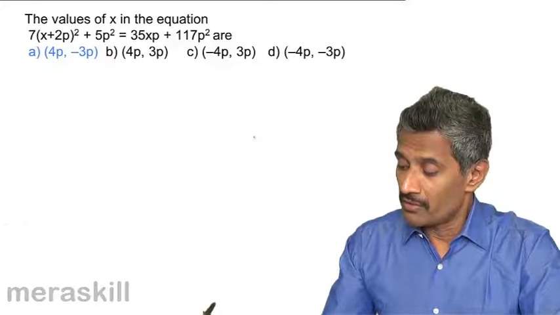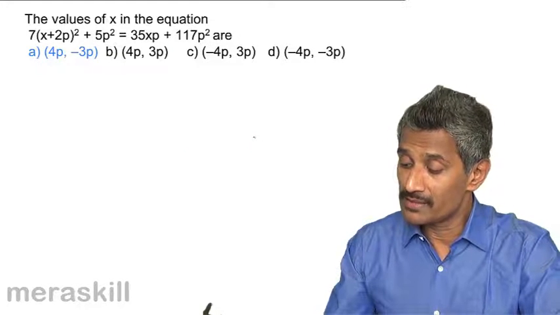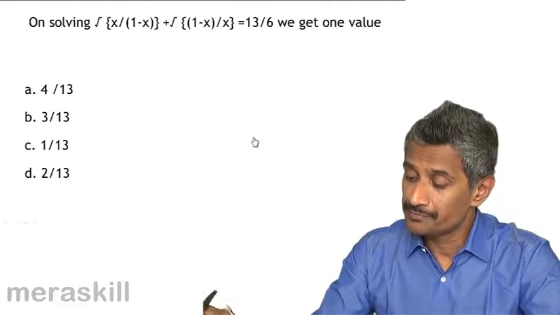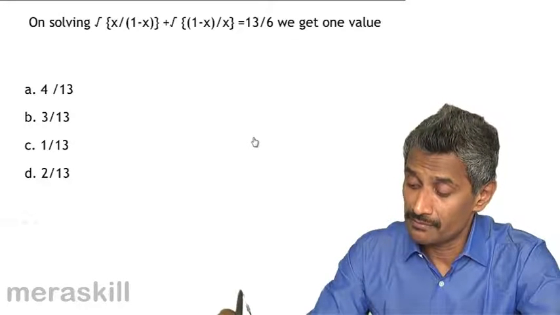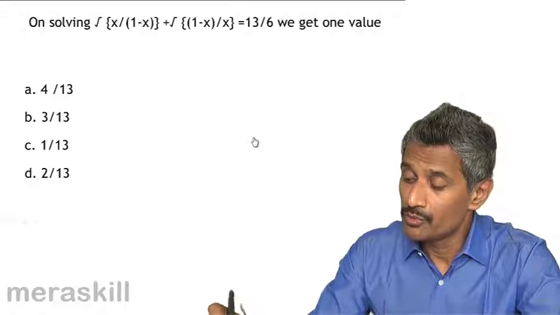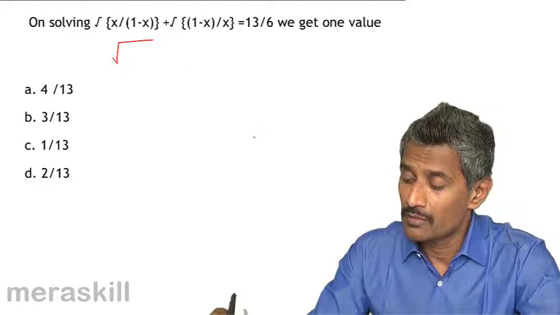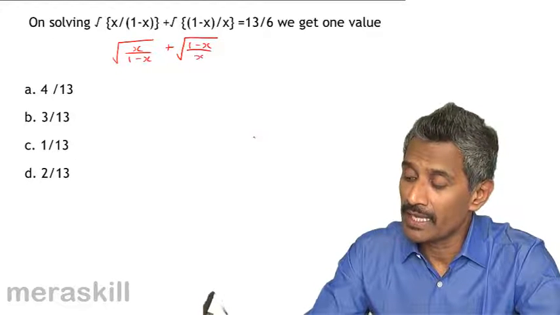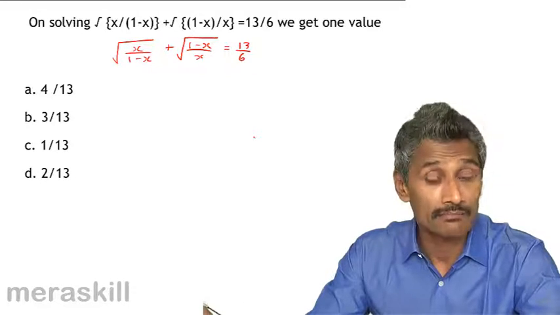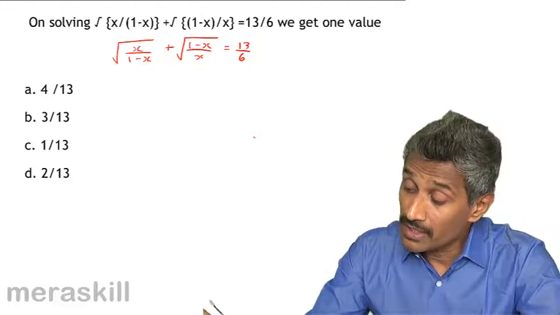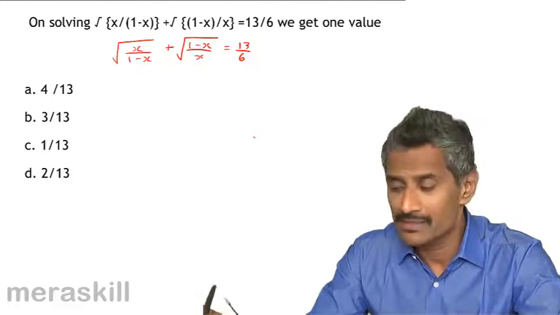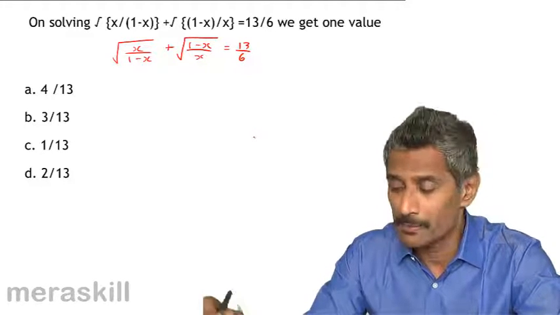So from here we move over to the next situation. Okay, here we have root of x upon 1 minus x plus root of 1 minus x upon x is 13 upon 6. We need to solve this. Now this again looks very complicated, just like that 4 plus 1 upon 4 plus. But actually you can do this by a very simple process, a very simple substitution.